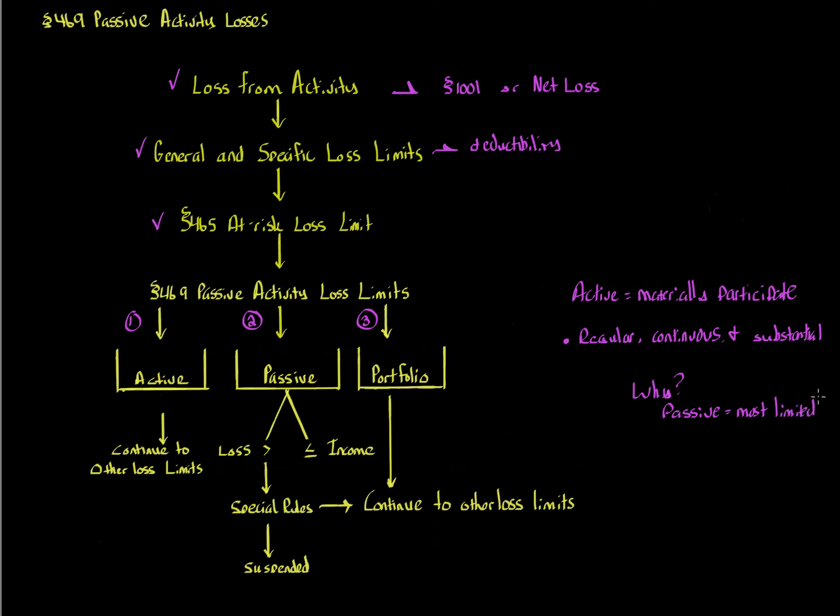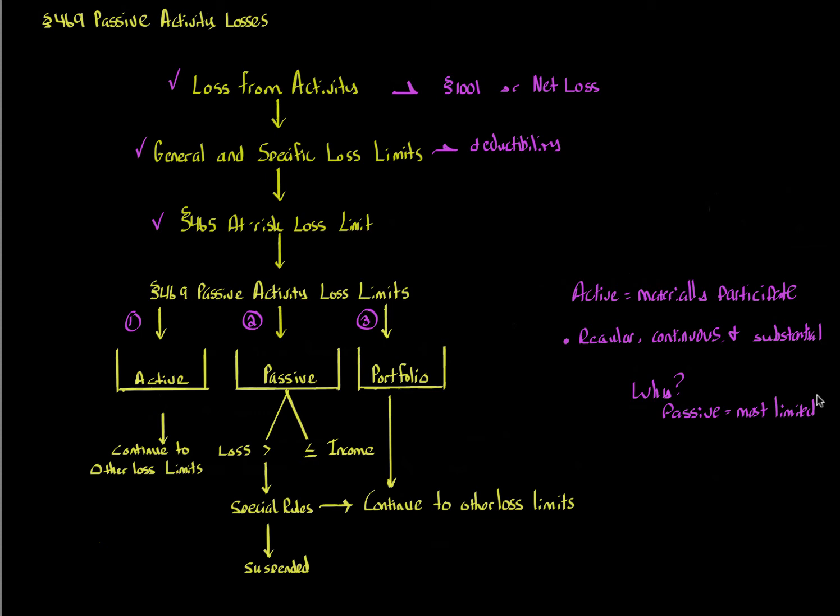When we talked about general loss limits with respect to section 165, remember the big three activities: business, investment, and personal. You always wanted to get, if you can, business. If you don't get business, get investment. If you can't get investment, get personal. And the reason is because personal type activities under the big three for general losses are the most limited. The same applies here. Active is going to be the least limited. Portfolio is going to be next. And then passive is the one that has the really strict rules with whether you can actually take a loss or not.